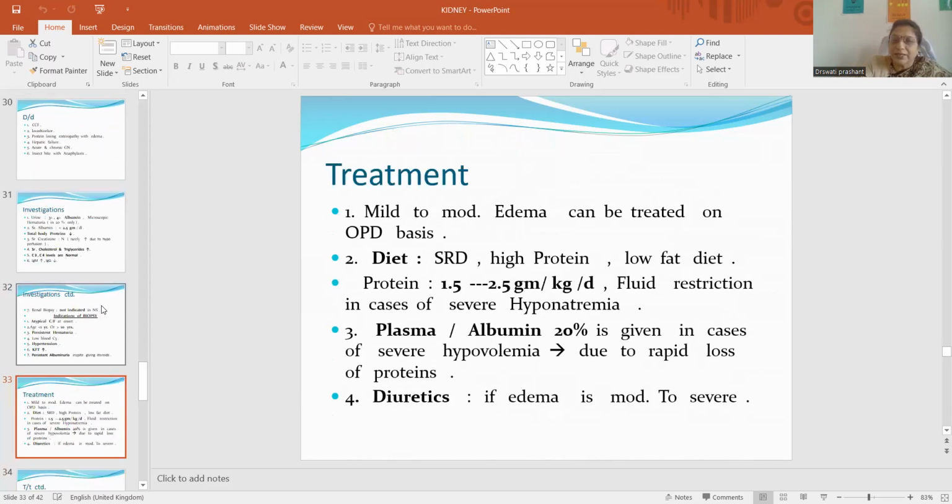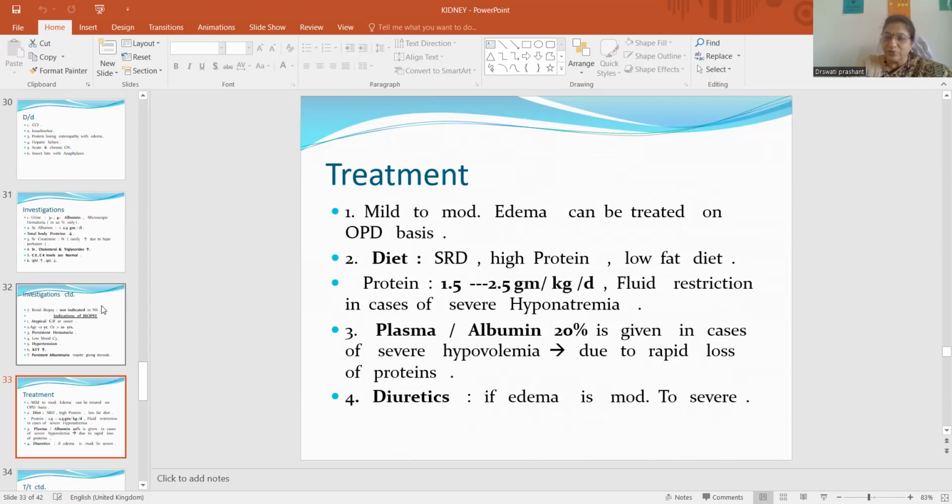Mild to moderate edema can be treated on an OPD basis. Diet: salt restricted diet, high protein diet, low fat diet. Everything is explainable because we know why we are restricting salt, why we are giving proteins, and why a low fat diet. Proteins 1.5 to 2.5 gram per kg per day. Fluid restriction in cases of severe hyponatremia. Plasma albumin 20% can be given in cases of severe hypovolemia due to rapid loss of proteins.